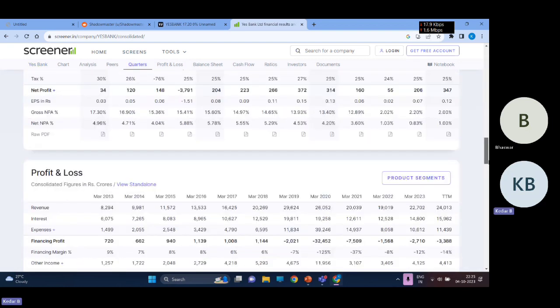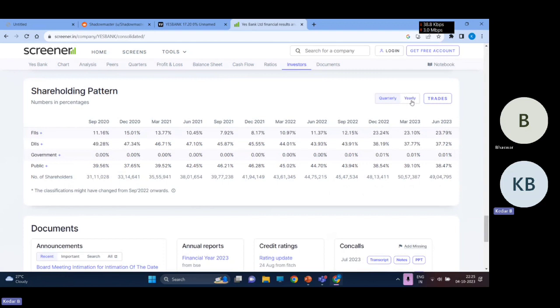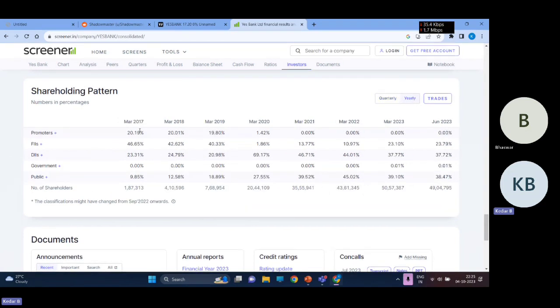I'll show you the shareholder pattern. Okay, yearly. March you can see तो 20% था promoters का, कितना आया 0%. 0% पे आ गया वो. FIIs, DIIs, as I told you, institutional investors, their percentages went from a whopping 40 to only 1%, which means they sold everything.